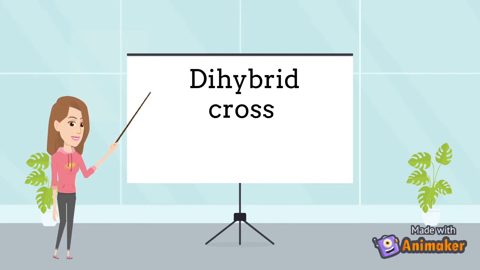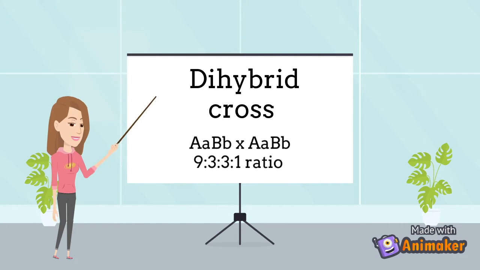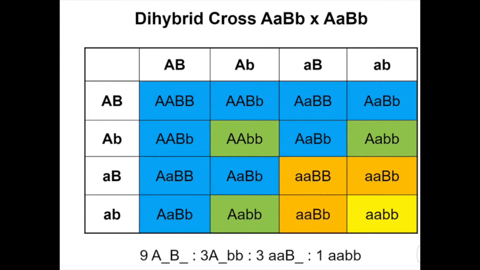So we start with this dihybrid cross, which simply means a big A, big B, little b cat is mating with another big A, big B, little b cat. This dihybrid cross will always give us a 9:3:3:1 ratio if there is no epistasis that occurs, as exemplified here in this Punnett square.